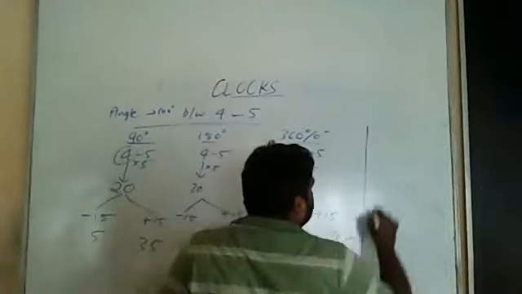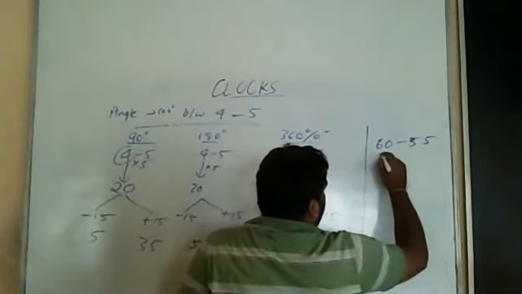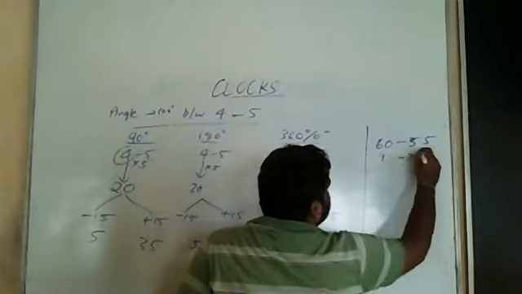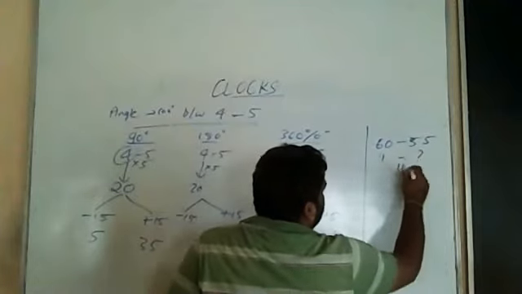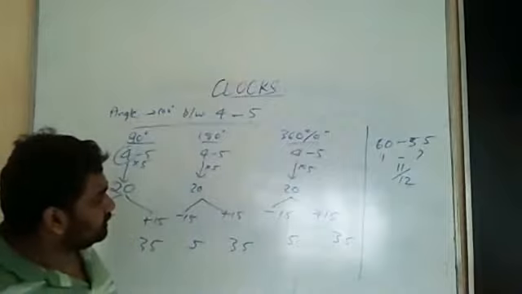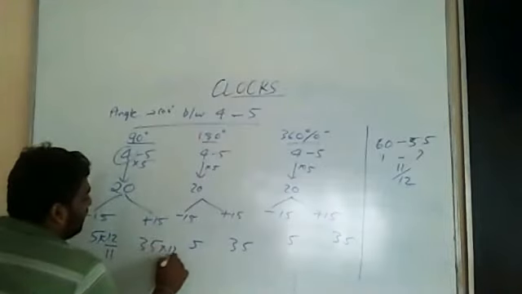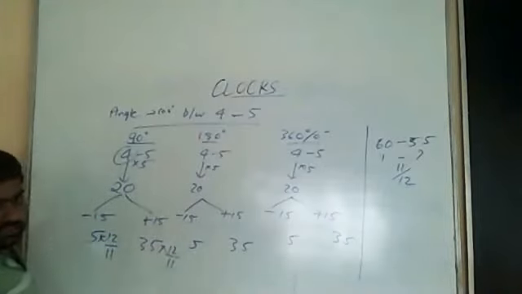That time I had done something like: in 60 minutes, it has gained 55 minutes. So in every 1 minute, how much is the gain? This was calculated, correct? And we got it as 11 by 5. Remember this? Yes, sir. It is the reciprocal of this, and multiplying this.